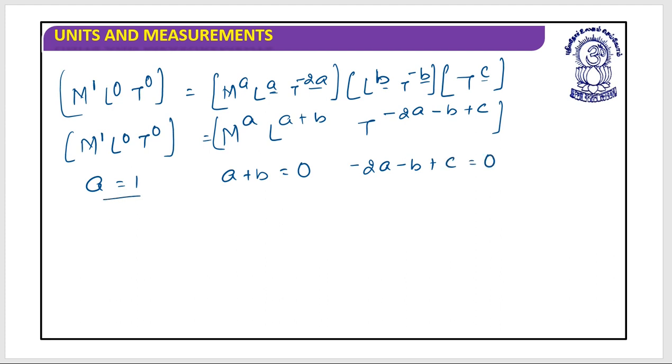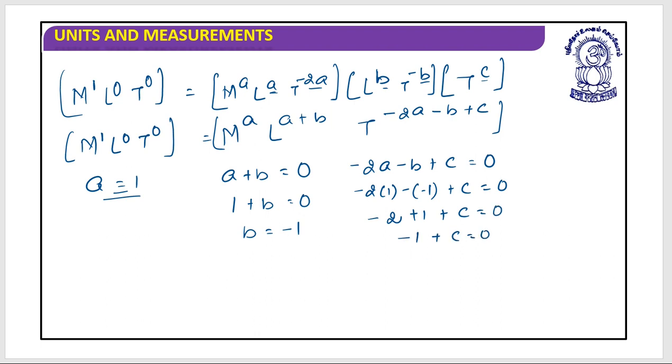So when I put A equal to 1 here, I can write 1 plus B is equal to 0 and B is equal to minus 1. Now I have a value of A and a value of B. Let's put it up here. So this is minus of 2 into 1, minus B which is minus 1 again, plus C equals to 0. So this is minus 2 plus 1 plus C is equal to 0. Minus 2 plus 1 is minus 1, and so C would be equal to 1.